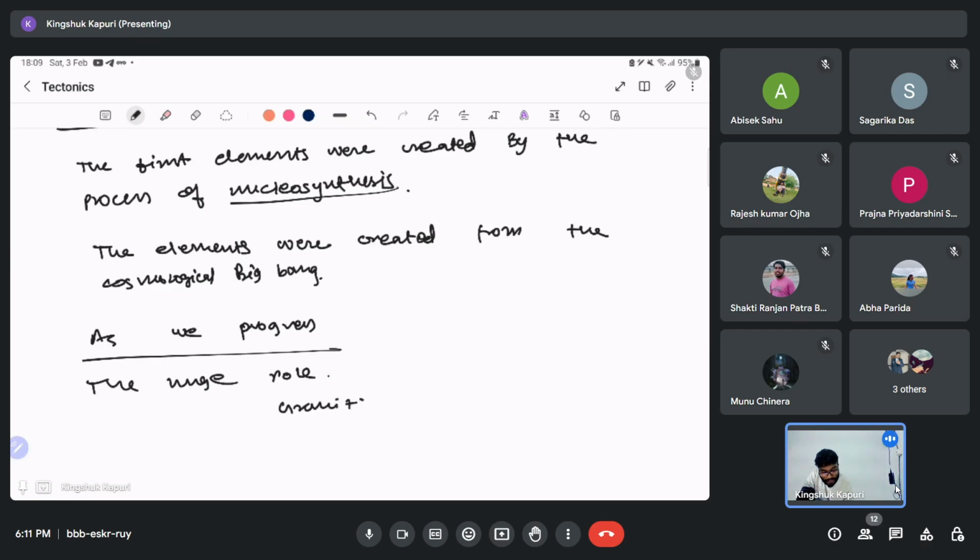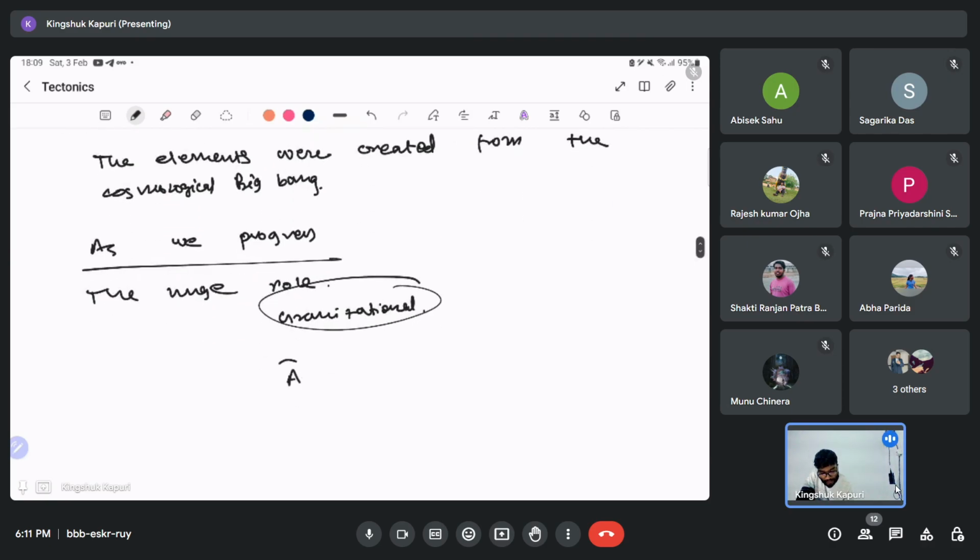Now, due to this gravitational force, let's suppose particle A and particle B move towards each other. For example, if particle B has a bigger mass than particle A, then particle B will tend to attract particle A towards itself, right? And there will be a point when there will be a collision between these two particles.